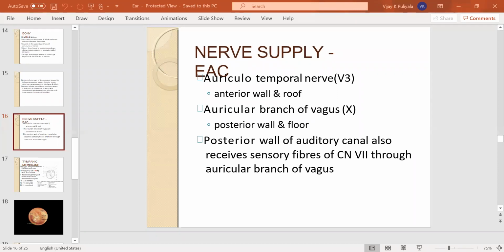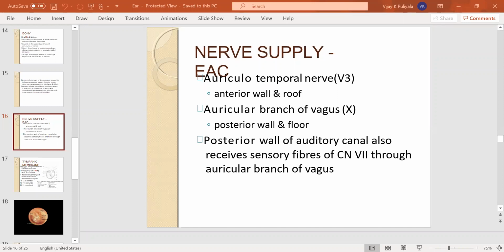Next, coming to the applied aspects. The pharyngotympanic tube equalizes the pressure in the middle ear with the atmospheric pressure, to provide free movement of the tympanic membrane. If the tube is blocked due to inflammation of the tubal tonsil, the residual air in the middle ear is absorbed into the blood vessels of the mucous membrane, causing a fall in pressure on the tympanic membrane. So it will lead to retraction of the tympanic membrane.